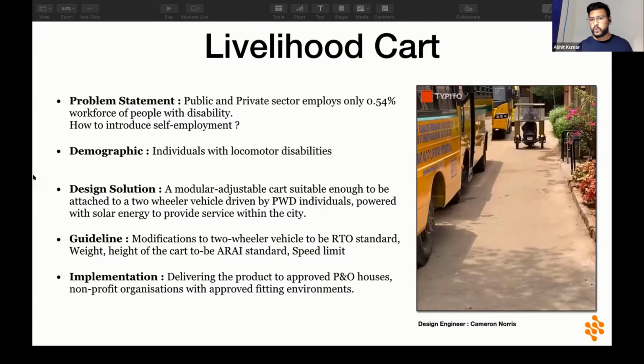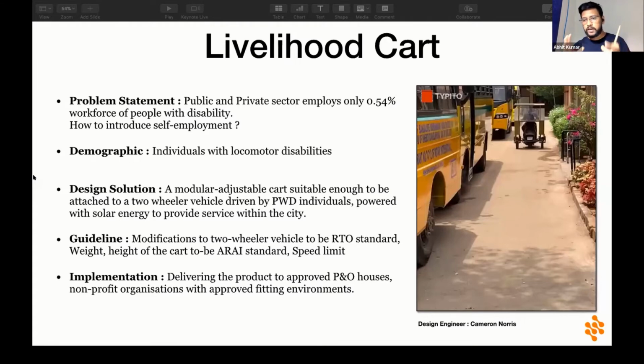So what was the solution we came up with? We came up with a modular cart, which is suitable to be attached to these vehicles driven by people with disabilities. These vehicles are further powered using solar energy, and they can drive around the city and provide on-spot services. On-spot services can be a portable Wi-Fi hotspot, a charging station for a mobile Yulu bike, on-spot email and scan services, and so on.